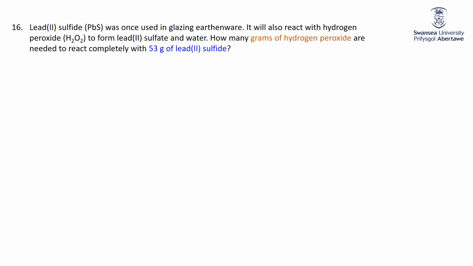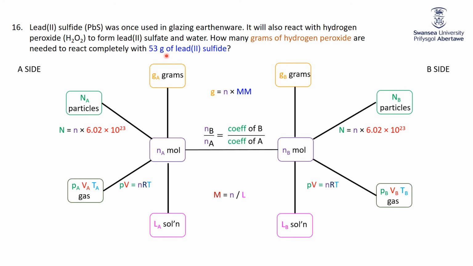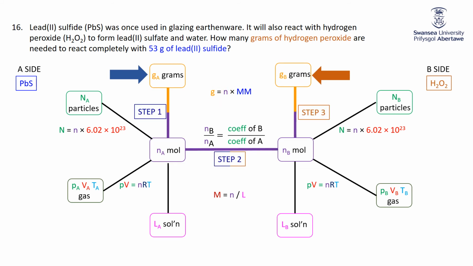Getting a little bit more complicated here. Lead 2 sulfide, used in glazing earthenware, gives a pot. It will also react with hydrogen peroxide to form lead sulfate and water. How many grams of hydrogen peroxide are needed to react with 53 grams of lead 2 sulfide? So we know about lead 2 sulfide and we know the grams. We're asked about hydrogen peroxide, H2O2, and again it's the grams.